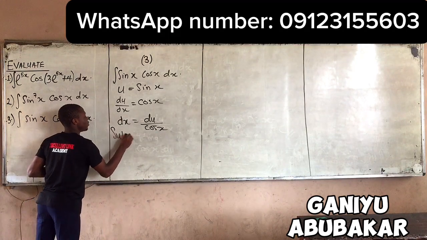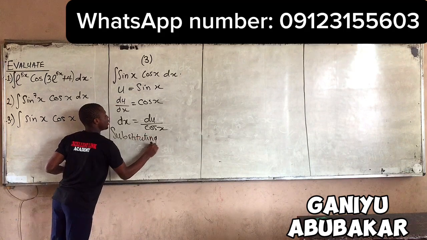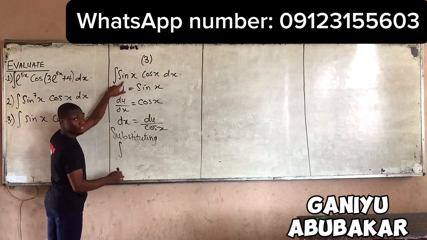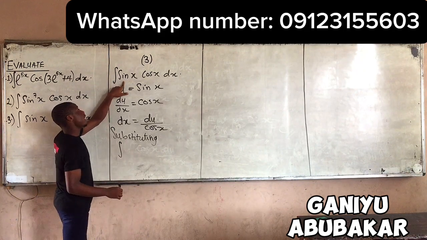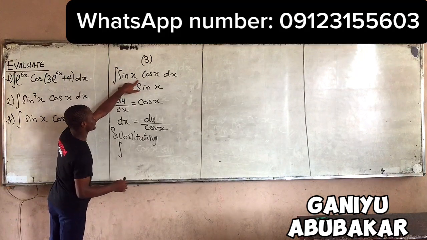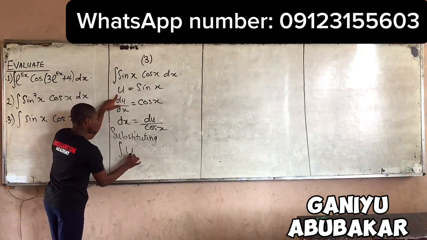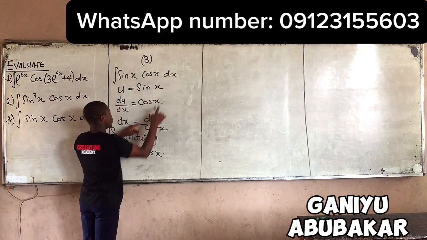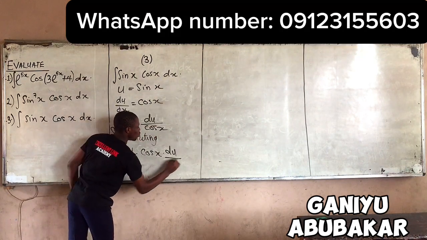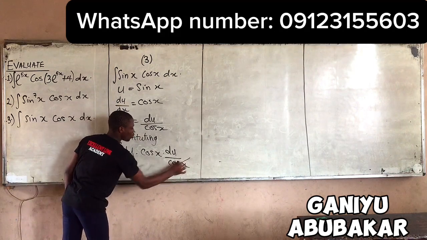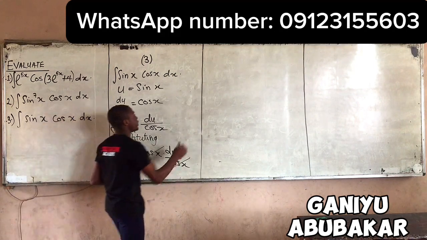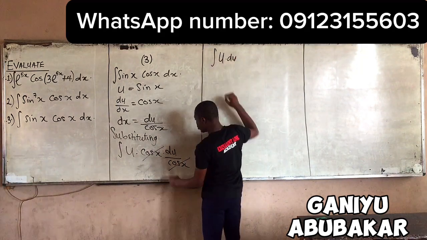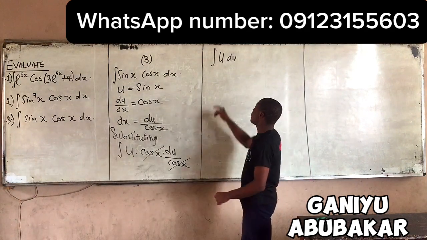From this point here, by substituting into my given question, I have the integral of sin x. We just set sin x to be u. I'll have u, next up, cos x, next up, dx. The dx value was du over cos x. I'll have du over cos x. Of course, cos x cancels cos x. Left with the integral of u du. Alright, from here, I'll have the integral of u du.